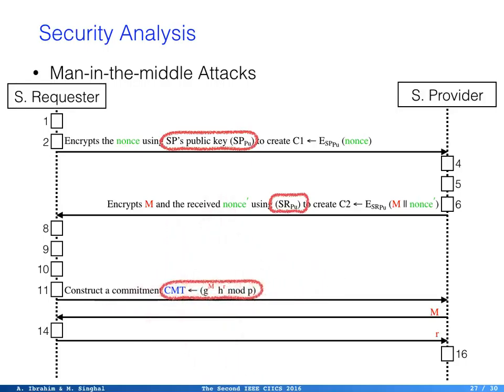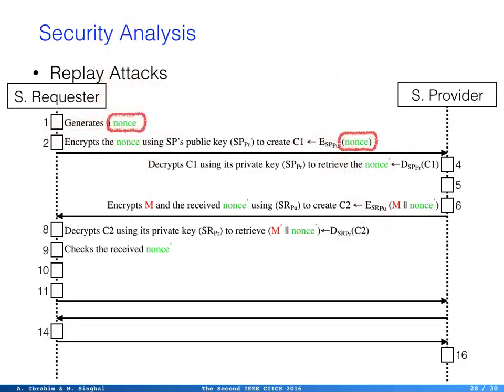In step 11 of the authentication phase, the commitment CMT reveals no information about the committed value according to the hiding property of the Pedersen commitment scheme. And after the service provider receives the commitment CMT from the service requester, the committed value M and the value R are no longer useful pieces of information to an attacker. Thus, it does not matter if both values are sent unencrypted in step 13 and step 15 of the authentication phase.